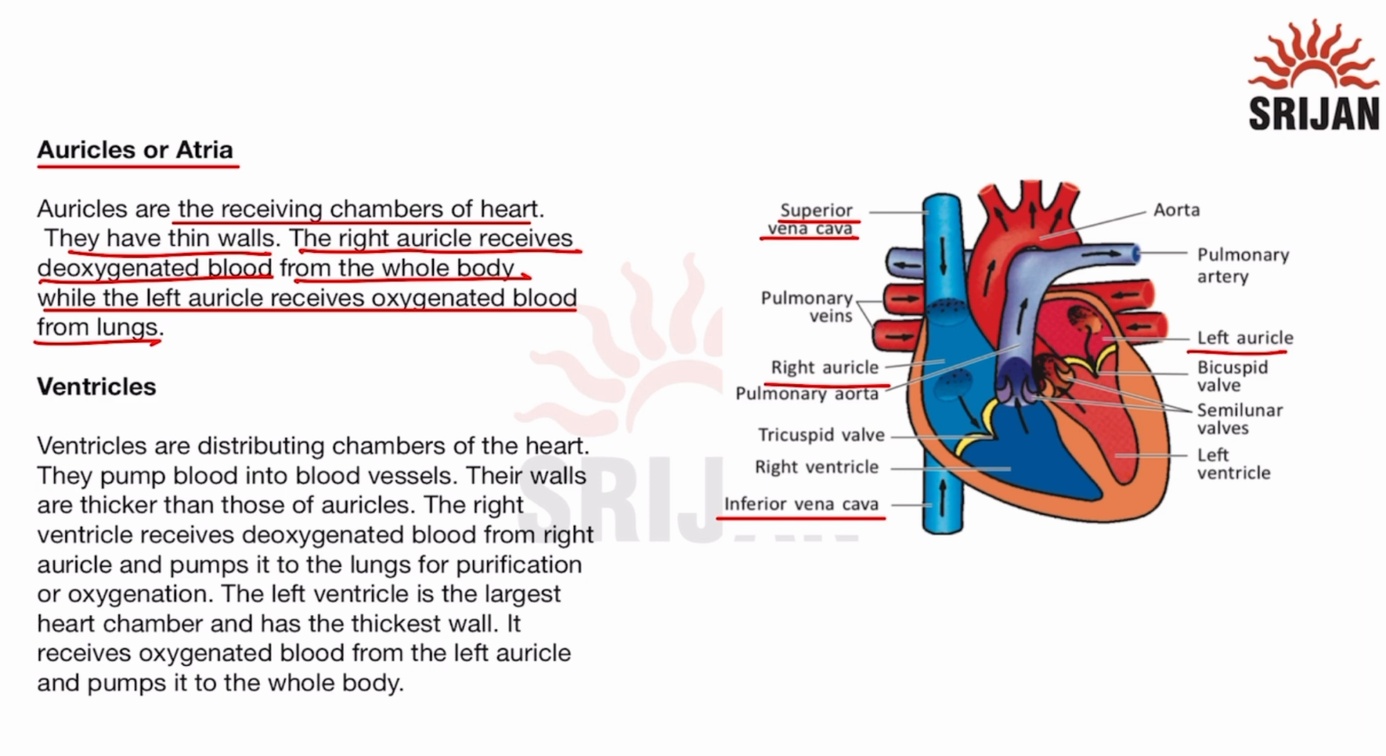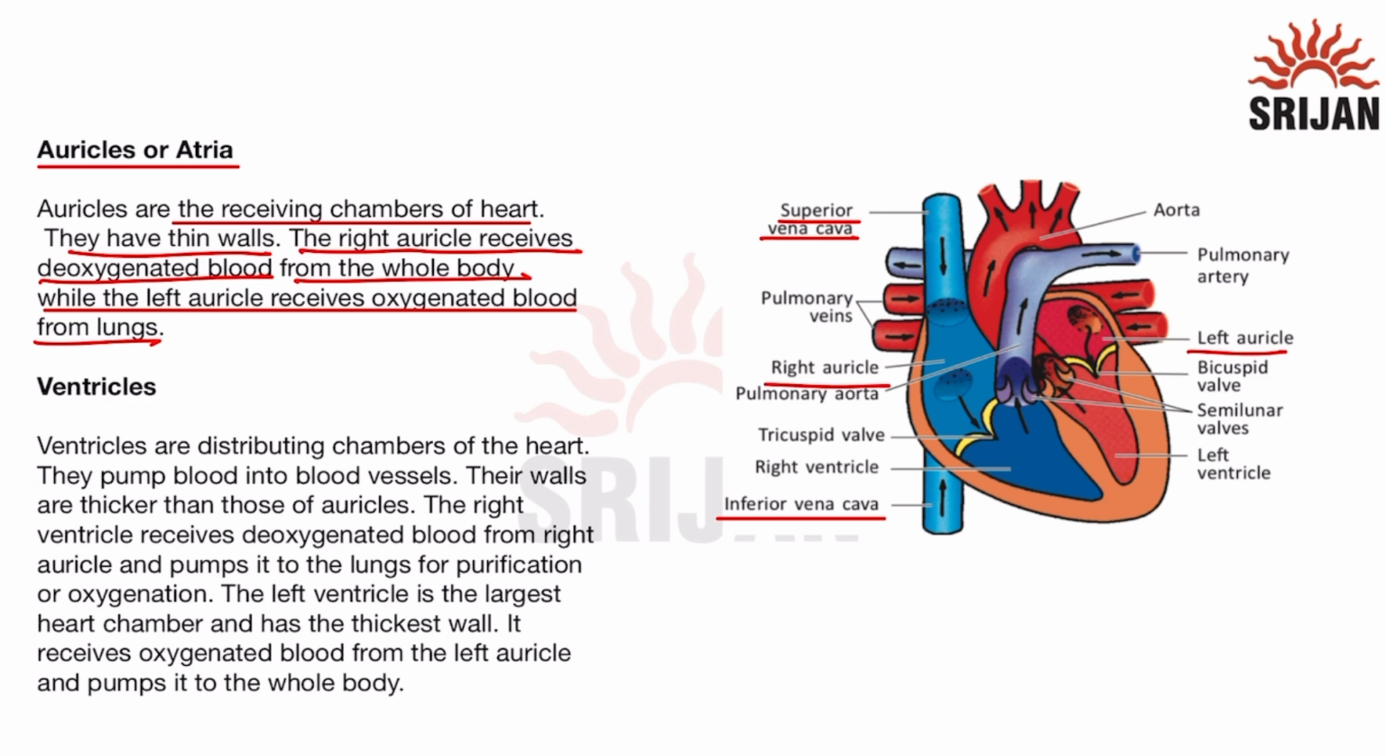So deoxygenated blood from right auricle goes into the right ventricle, and from the right ventricle it goes to the lungs through the pulmonary artery. Now from the lungs the blood gets oxygenated, and the left auricle, which is shown here, receives the oxygenated blood from the lungs. So both the auricles act as the receiving chambers.